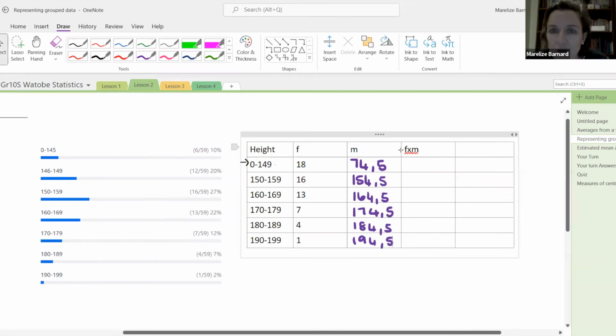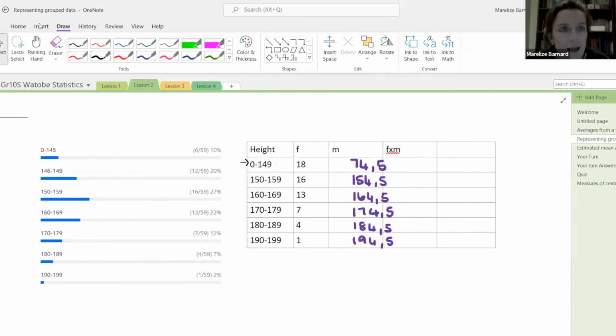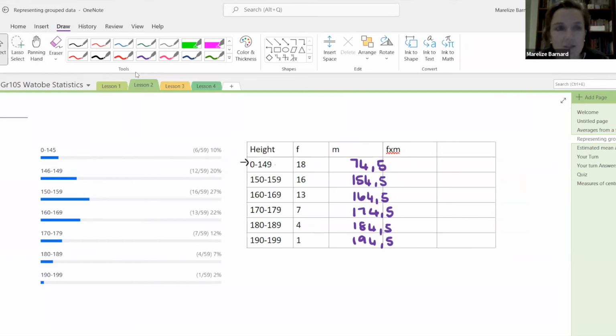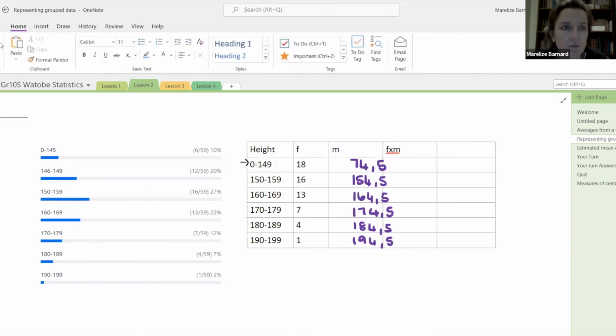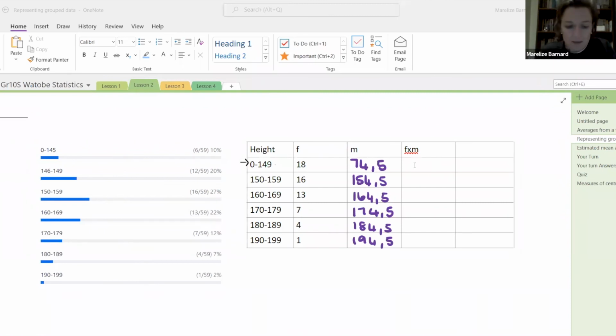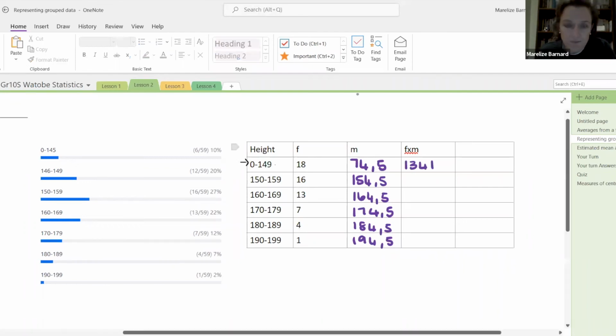Right, in our next column, we are going to multiply the frequency by the midpoint. So we're going to go 18 times 74,5. 18 times 74.5 gives me 1341.